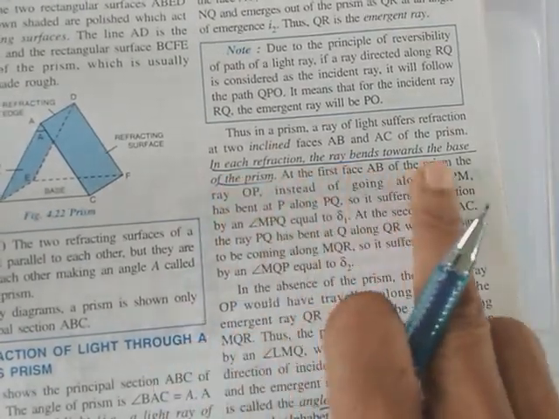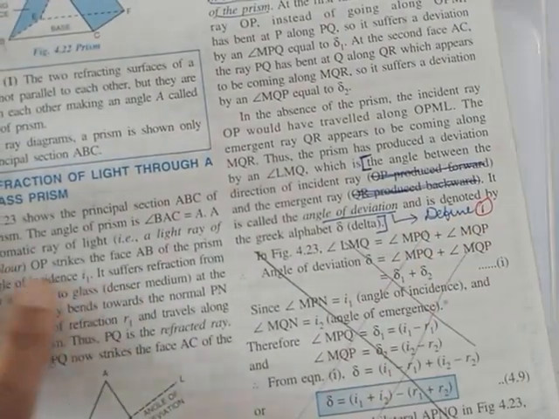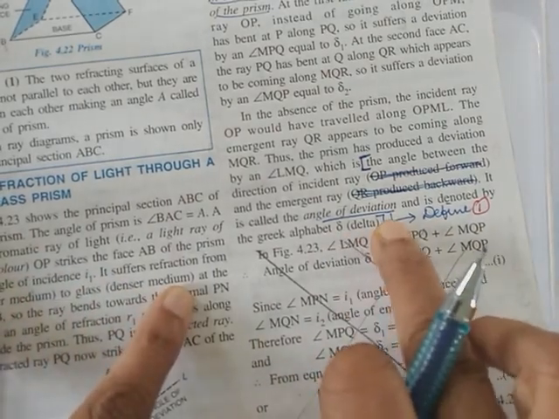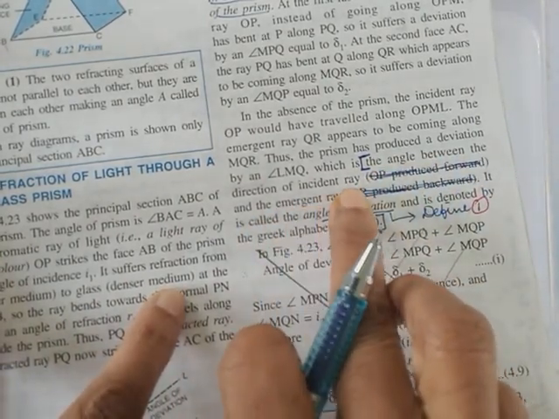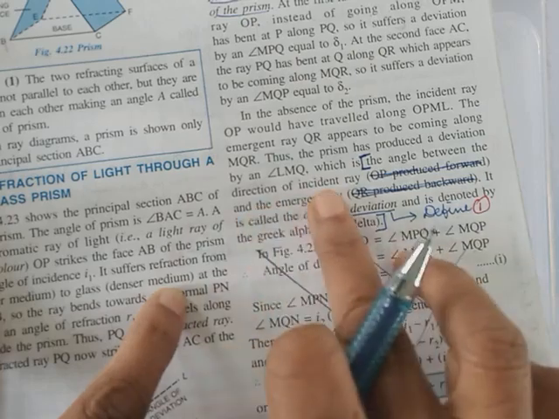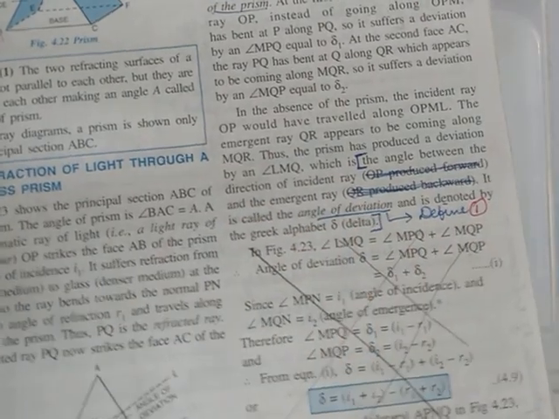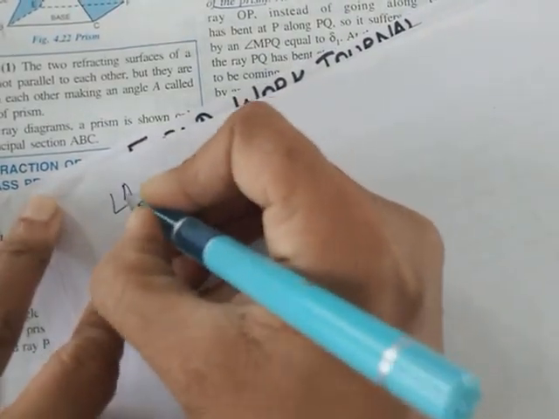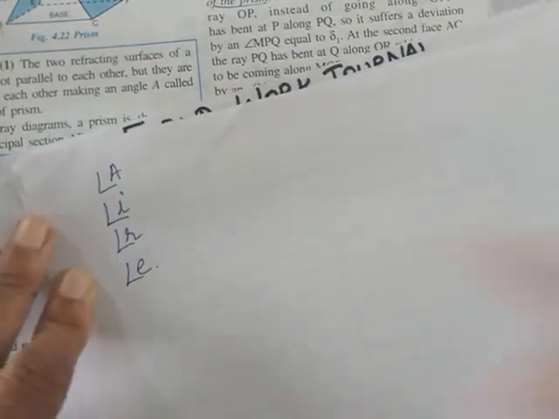In each refraction, the ray bends towards the base of the prism. Now coming to the first thing, define angle of deviation. The answer will come like this: the angle between the direction of incident ray and the emergent ray is called angle of deviation. That is the definition. As I told you, there are many angles in this: angle A, angle I, angle R1, R2, angle E, and angle del. There are 5 angles in the diagram.